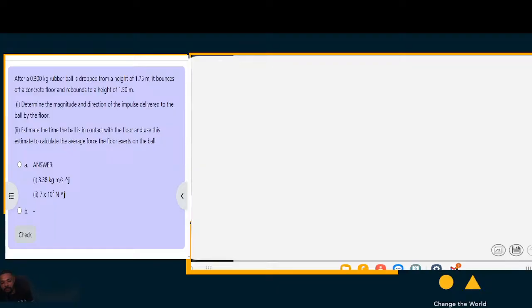Now the second problem is a bit more involved, a bit more strenuous on the brain, as they might say.